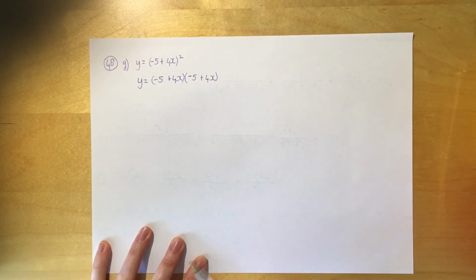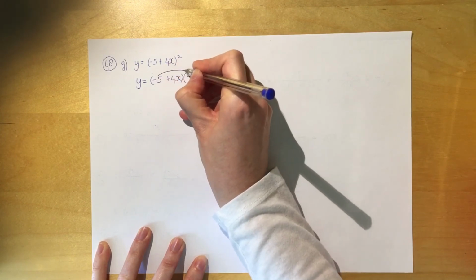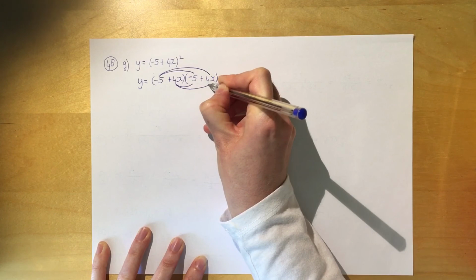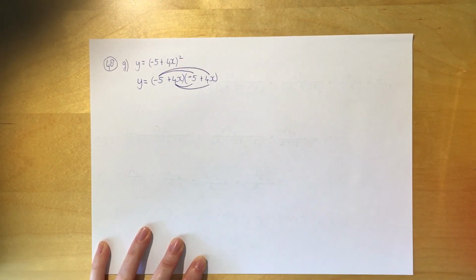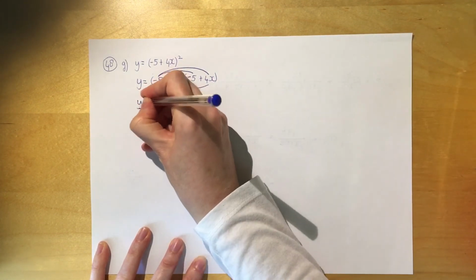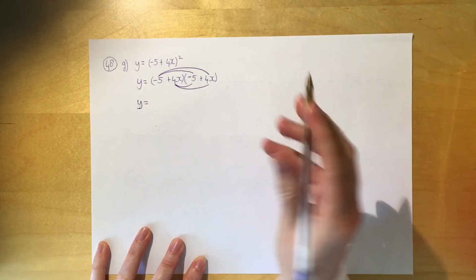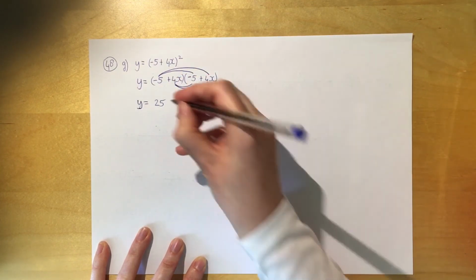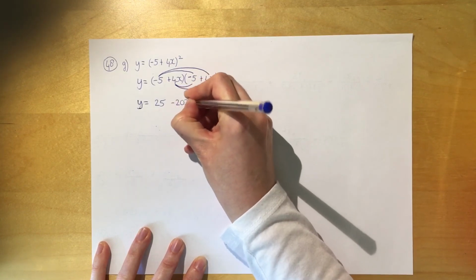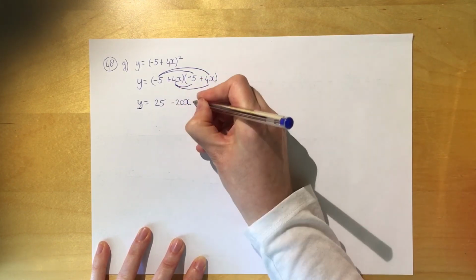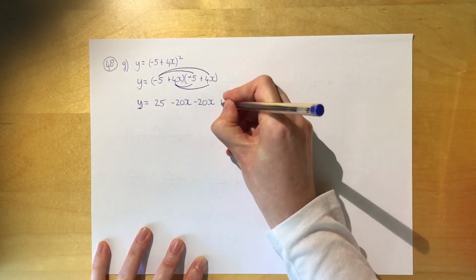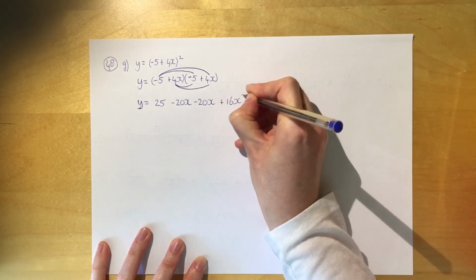Now the book uses the multiplication table. I usually use arcs to remove brackets. So these are the 4 arcs that you have to draw. Each arc represents a multiplication. So here we go. Minus 5 times minus 5, that's 25. Minus 5 times 4x is minus 20x. 4x times minus 5 is again minus 20x. And the last one, 4x times 4x, is positive 16x squared.